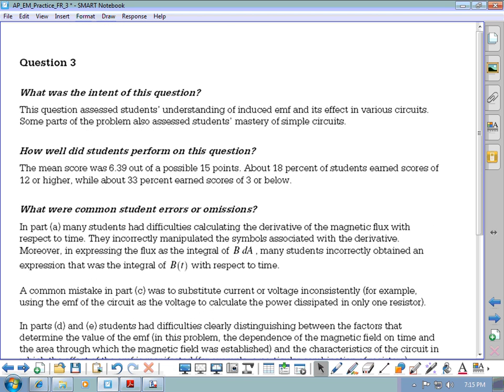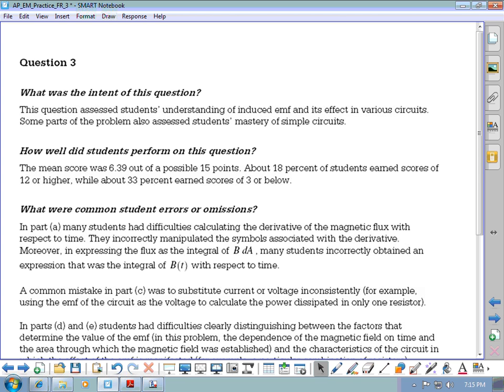And so their comments on this. This was assessing students' understanding of induced EMF and its effect in various circuits. Some parts of the problem also assessed mastery of simple circuits. So again, that's why there was some magnetism stuff in problem number 2 and some basic circuit stuff in question number 3. The two together gave almost a full magnetism question and a full circuit question.